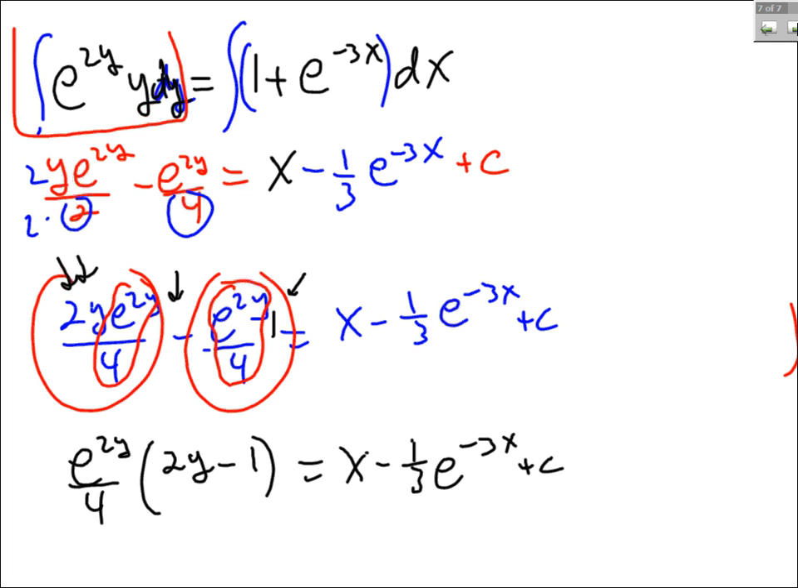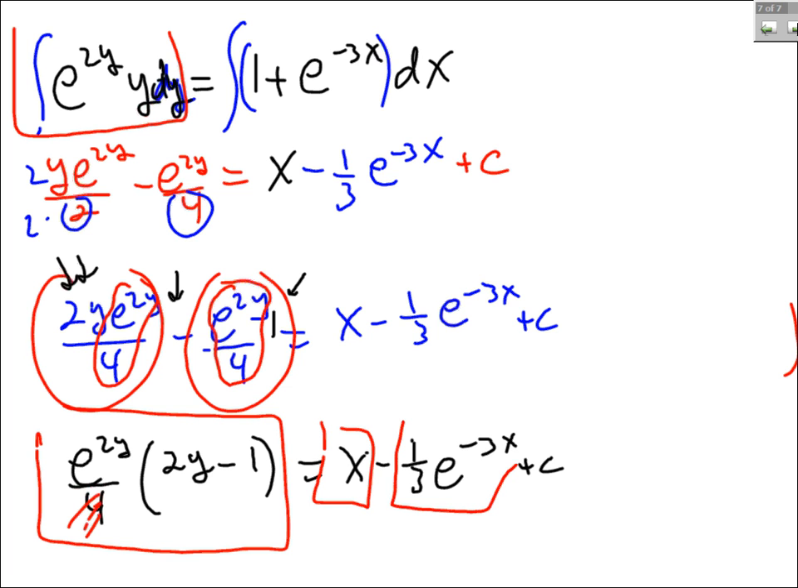And if you like to make it a little bit cleaner, I'll multiply both sides by 4. Since this is one term, when I multiply it by 4, that cancels. And since this is 3 terms, I multiply each of them by 4. And 4 times c is just another c. That's the best you can do there. It's implicit.